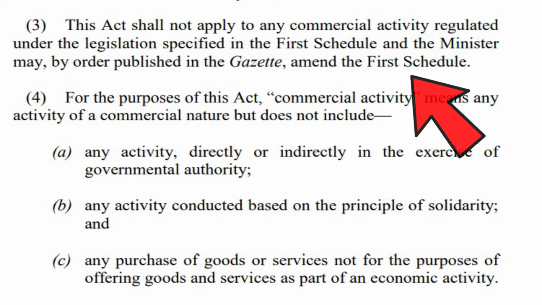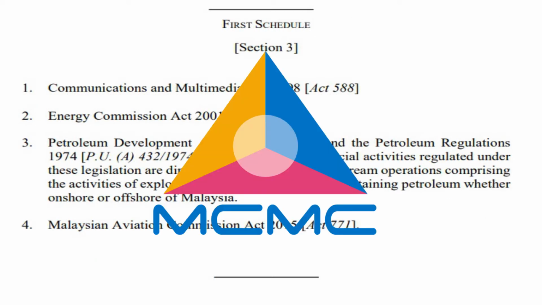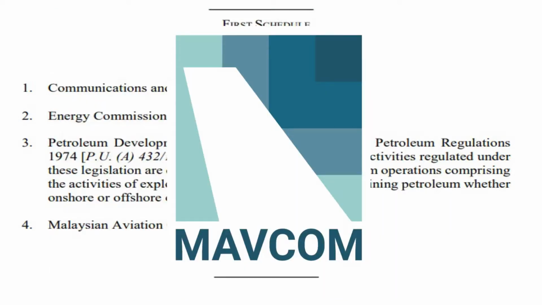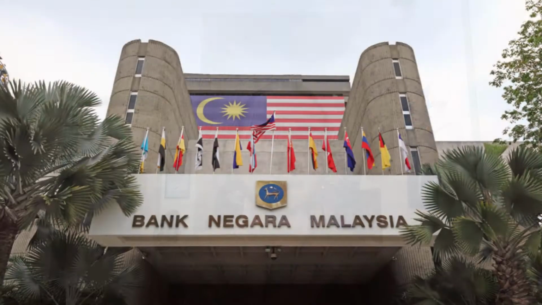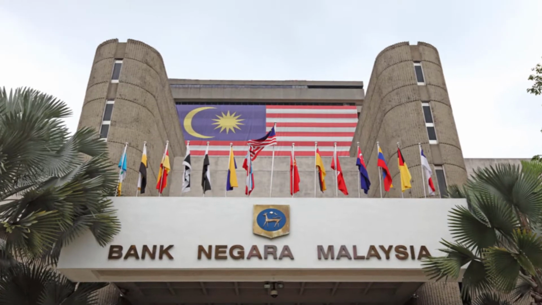And that is under Section 3, Subsection 3, under the First Schedule. Some of the people that are excluded by this law are the Communications and Multimedia Act, the Energy Commission. Petronas is also excluded from this law, so if they were to commit any offenses, they will not be liable. And finally, the Malaysian Aviation Commission. And you can be excluded if you can prove, if you were to do any commercial activity, that you are bound by any other statutory law. For example, if you're an enterprise and you are mandated and given the law by Bank Negara Malaysia, this law will not apply to you because the law specifically says that you are able to do this without being liable, or you will not be responsible for any offenses committed under the Competition Act.